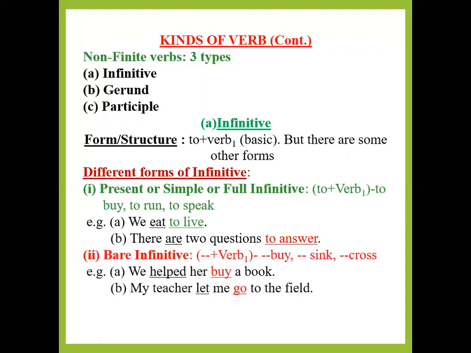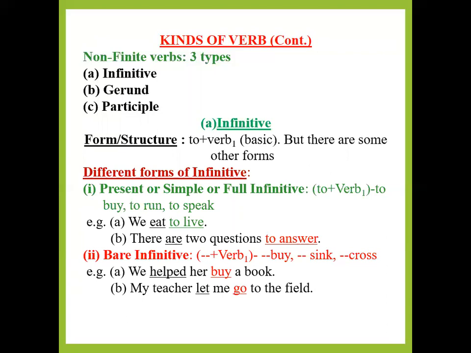Two, bare infinitive. That means only the base form of verb is called bare infinitive. For example, buy, sing, cross, etc. Example sentences are, we helped her buy a book. In this sentence, help is used as the finite verb and the second verb, buy, is used here as a bare infinitive. Because look at the form of the verb, there is no to before this verb.